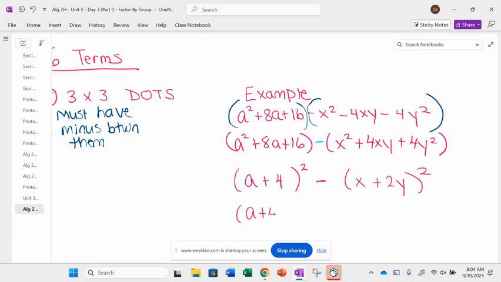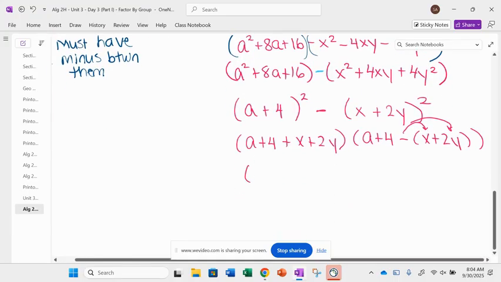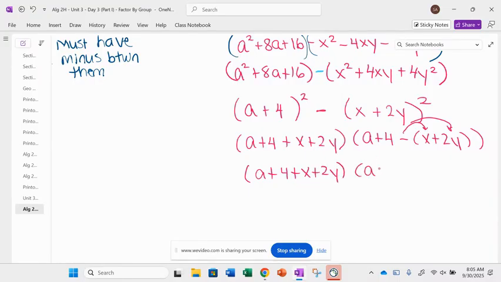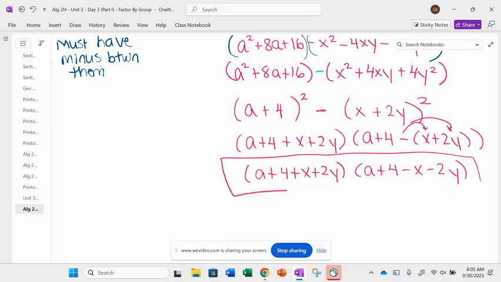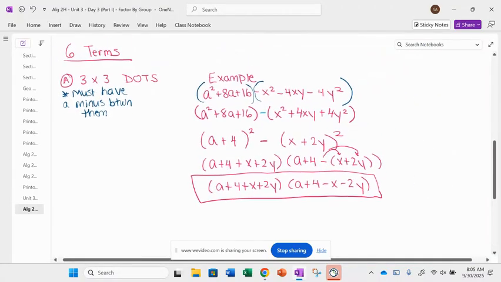So it's an a plus 4 plus x plus 2y, and then we're going to have an a plus 4 minus the quantity of x plus 2y. I'm going to distribute in that negative. So it's a plus 4 plus x plus 2y times a plus 4 minus x minus 2y. There's no like terms to combine, so I leave it just like that. Oh, and in the parentheses, it's addition, it's commutative, so you could write those parentheses in any order. It doesn't matter. So that was a 3 by 3 dots.